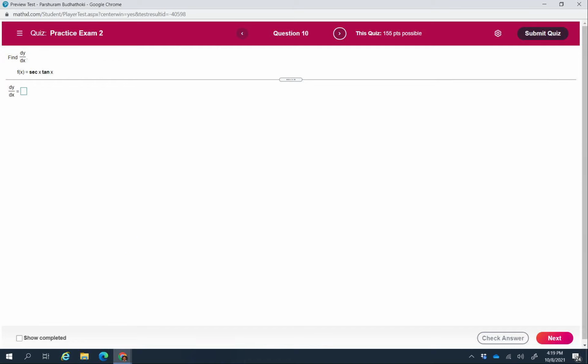Okay, so let's go to the next problem, question 10. We need to find the derivative of a trigonometric function, and there are two different trigonometric functions, so we have to use the product rule. But before that, we should know the derivative of secant x is secant x times tangent x. The derivative of tangent x is secant squared x, and this is the product rule. Just use these three formulas and you will be able to find the answer.